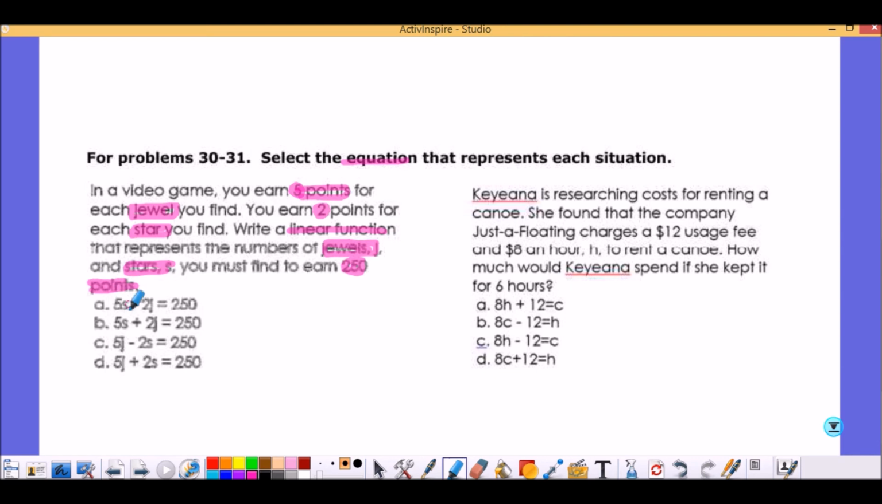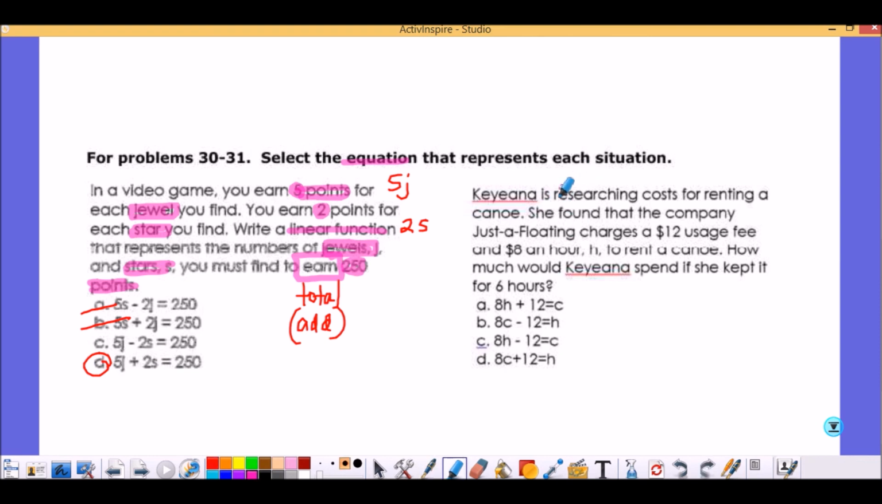All right, so let's take a look at which multiple choice answer best describes this. We've highlighted 5 points for every jewel, which is J. So I know I need 5J, so I know answer choices A and B are out. And then I know my stars are 2 points, so that would be 2S, which answer choices C and D both have. But now it asks how much I need to earn them, so that means I'm looking for a total. So the best answer choice would be D, because total means to add or earn all of them up to 250. So my answer choice is D.